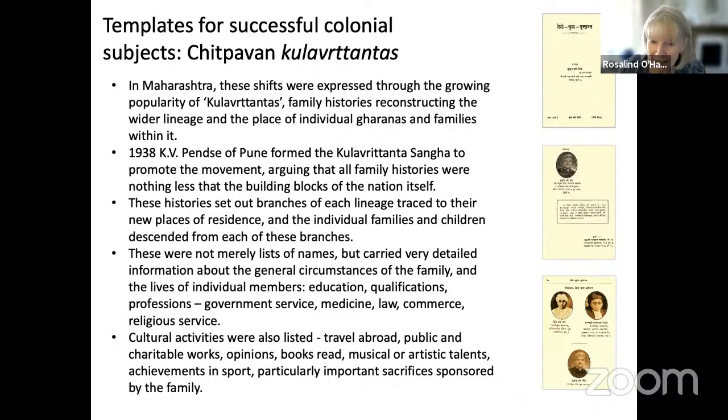They also listed cultural activities, who had travelled, who had done charitable works, who liked music, who read what sorts of books, what were the achievements in sport, in drama, in journalism, what were the religious sacrifices that the various family members had sponsored. And here, in the images on the right of your screen, you can see some of the first pages of the Lele Kulavratanta. And we can have a look at a little bit more of them here.